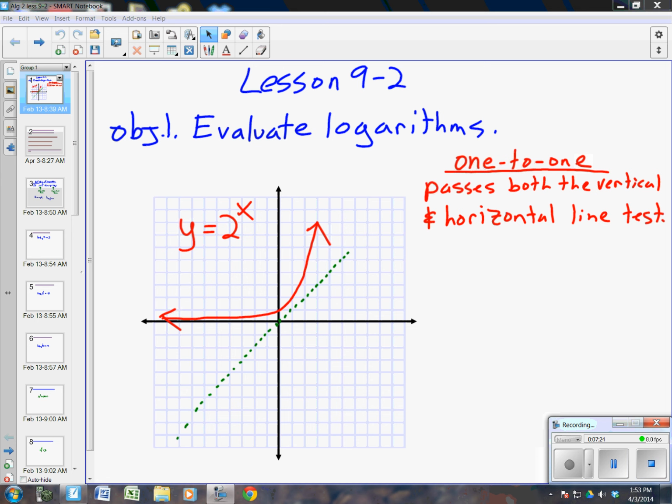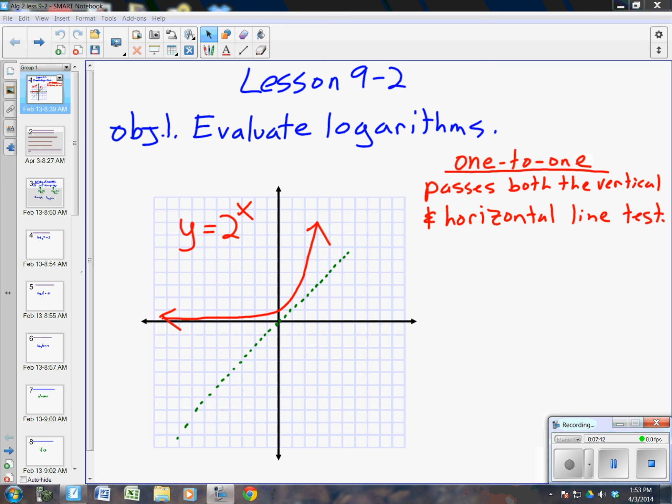Okay, so, guys, today we're going to evaluate logarithms, but before we do that, I want to show you how we get a logarithmic function. To understand a logarithm, you have to understand a logarithmic function too. You have to see a picture of it, at least I think you do.